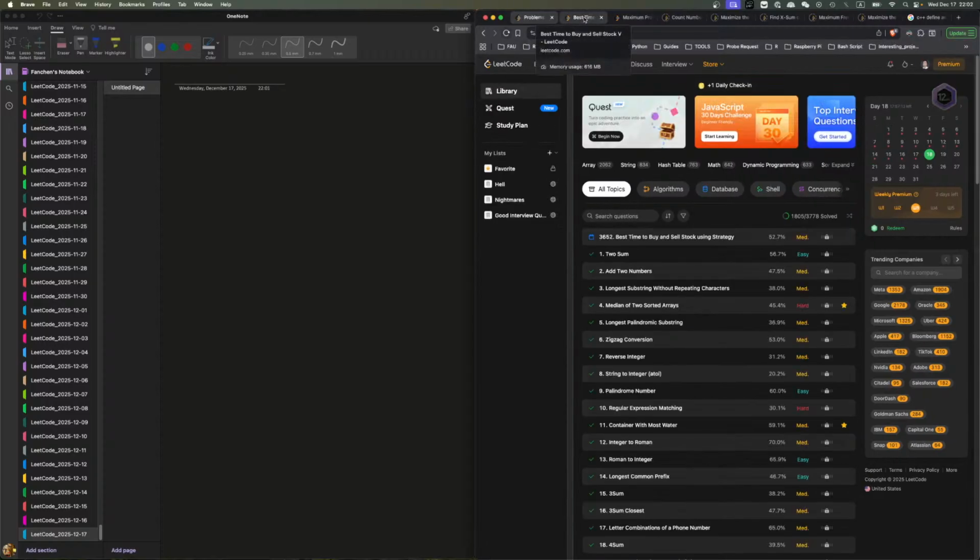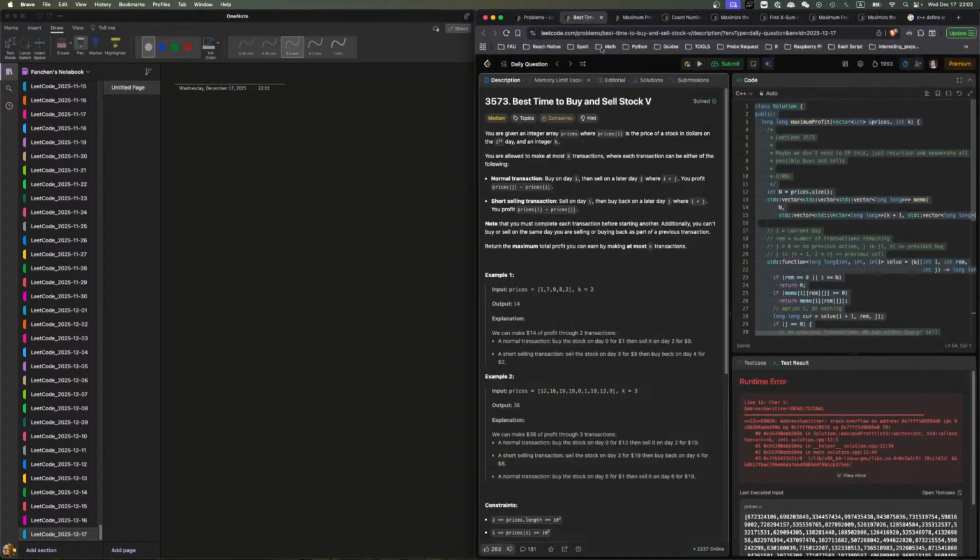Yesterday's problem, we got a TLE, and it turns out I need to think about the problem the other way around, from back to front instead of from front to back. That was the key to this, but we'll deal with it some other time.